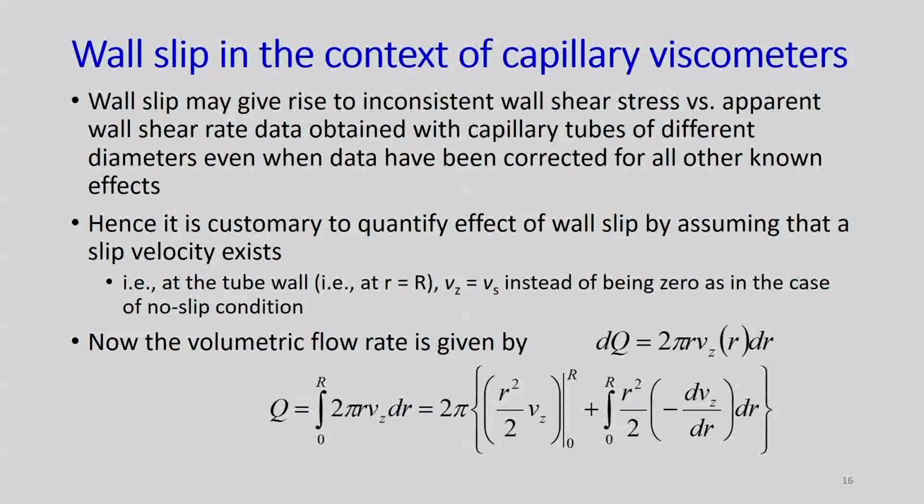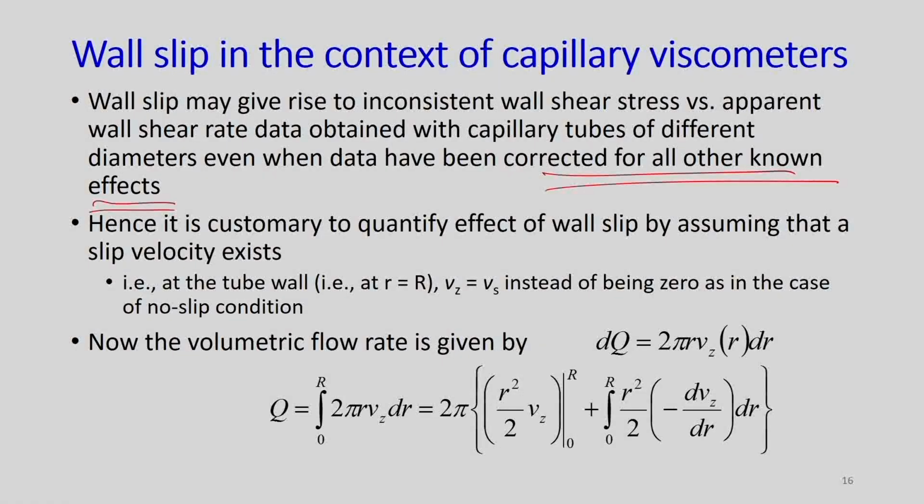So, we have to get back to the working principles derivation. Wall slip in the context of capillary viscometers: wall slip may give rise to inconsistent wall shear stress versus apparent wall shear rate data obtained with capillary tubes of different diameters, even when the data have been corrected for all other known effects. Even after incorporating end effects, there is some kind of anomalous inconsistency in the results, and that may be because of this slip velocity. So, we have to quantify the effect of wall slip by assuming that the slip velocity exists.